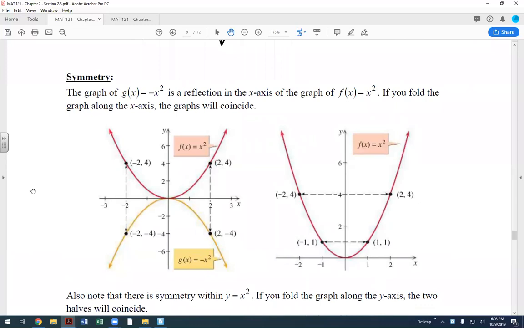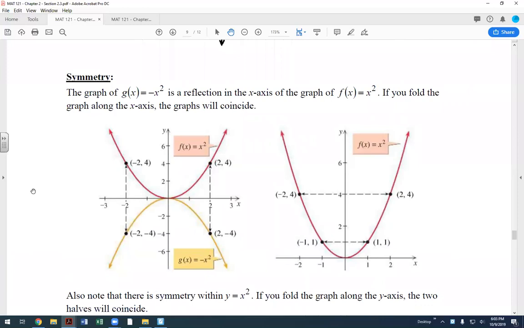So of course we know that if we graph our reflection of the original function, so we're looking at x squared and its reflection negative x squared. So x squared will be the graph here in red, negative x squared is the one here in yellow. So if we talk about symmetry, the idea is if I were to fold my graph along the x-axis, the two halves would coincide. So the curves would match each other exactly.